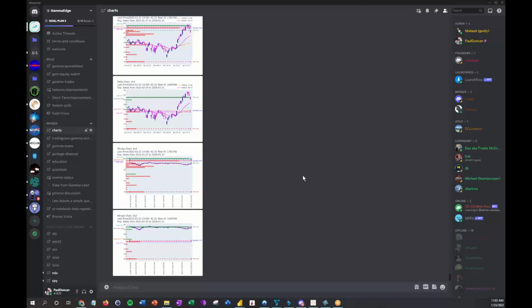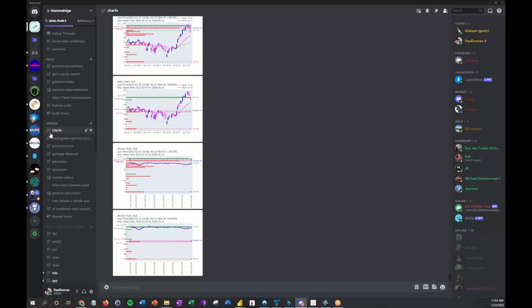Wanted to give a quick intro to the charting bot within the GammaEdge Discord. Purpose here is to really just cover on a high level what's available and to go through a symbol or two and show you how you could potentially use this to do some analysis and review of a given stock.